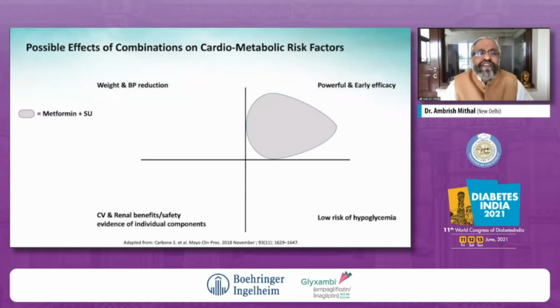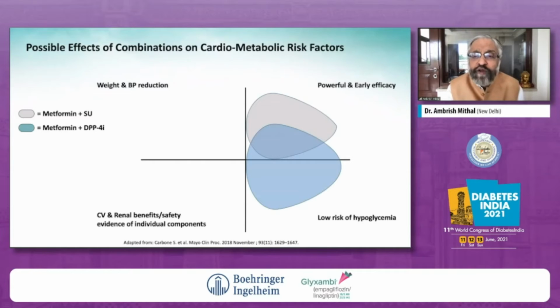So when you look at all this together, a metformin and sulfonylurea combination is powerful and effective, right? There's no question about that. If you look at metformin and DPP4, it's probably a little less effective in terms of potency, but has a very low risk of hypoglycemia, right?